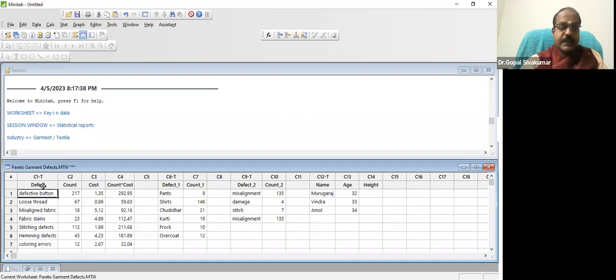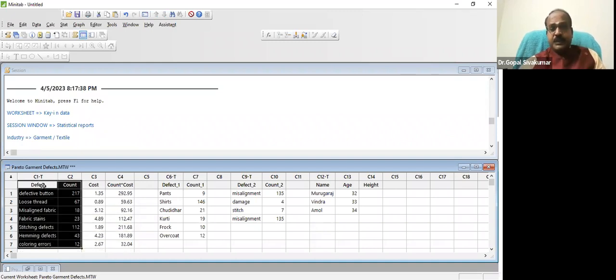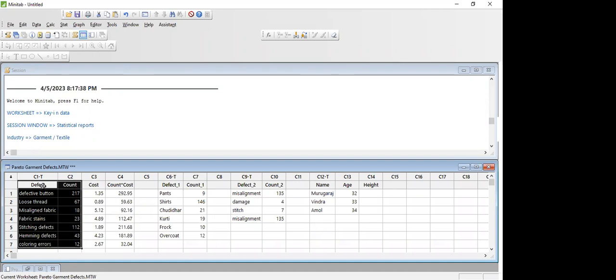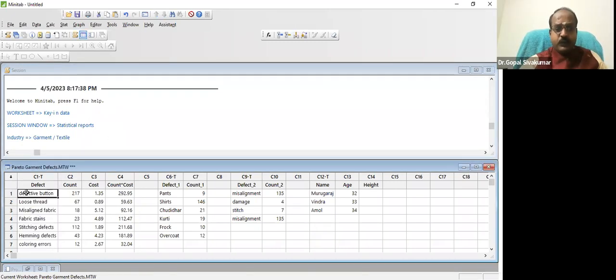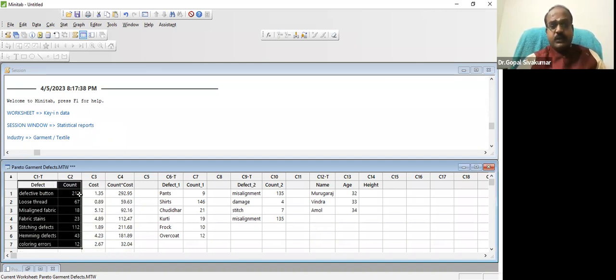Now looking at the data, can you tell me what the company should immediately focus on? All of you, just look at the data and tell me what should be the focus. Defective button. Wow, very good. Since there are only a few rows, you could easily figure out it is defective button.